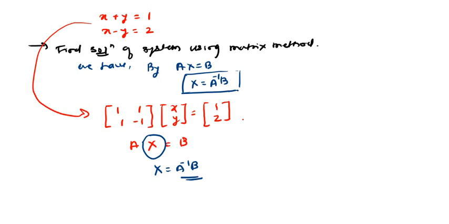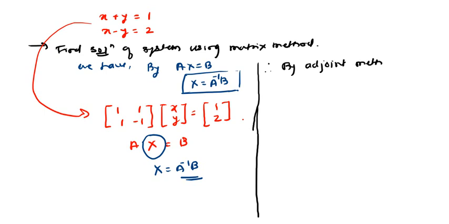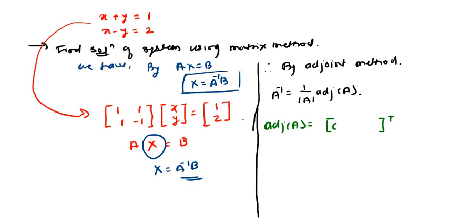Okay, so by using the adjoint method, the inverse of this matrix will be, we have seen this in the previous lecture. What is the inverse? A inverse is what? 1 upon determinant of A into adjoint of the matrix A, where this adjoint of A is nothing but the transpose of the cofactor matrix of A. So we will consider the cofactor matrix. The cofactor matrix of A is what? It is a 2 by 2 matrix.